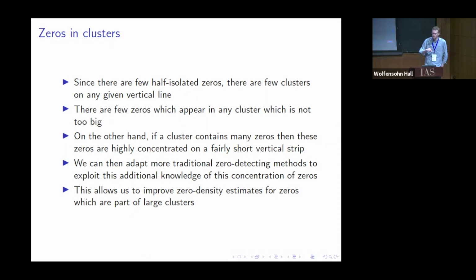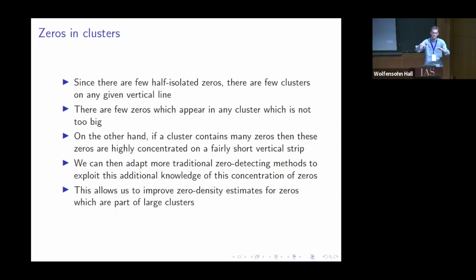And then this leads to a sort of dichotomy argument, which is that if a cluster is short, then there's already not a lot of zeros there. And if a cluster is long, then maybe now I have lots of zeros tightly clumped together. This is some extra structure we can try and use, and we can leverage the traditional zero detecting methods that I was talking about earlier. We can marry all these things together and get some improved results. Okay, so that's sort of qualitative.